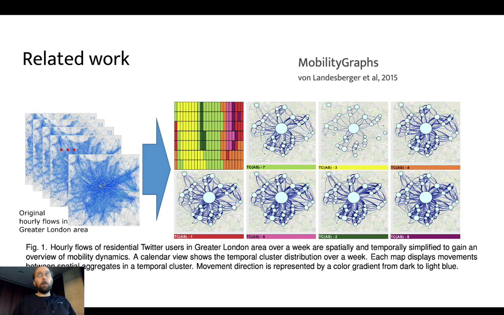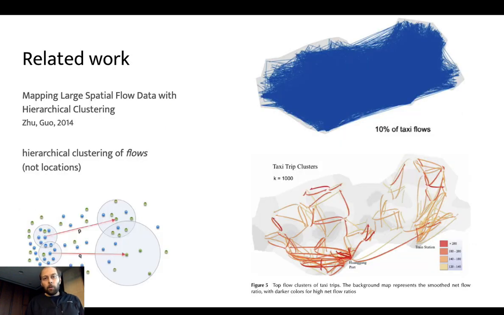There is related work. I'm not the first one who did some clustering on OD data, but it's the first open source library which I know of, which people can use. This paper is interesting because they actually didn't cluster locations, but the flows. They have a quite complex distance measure to decide which flows to cluster together. And the result is somewhat different from what you achieve by clustering locations.